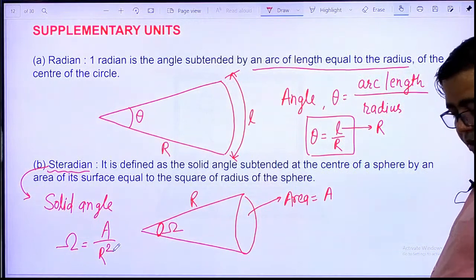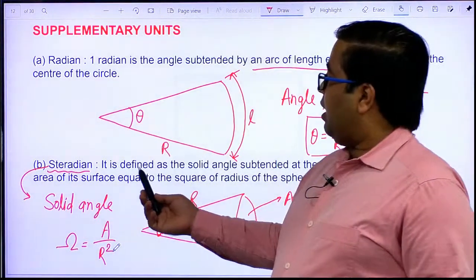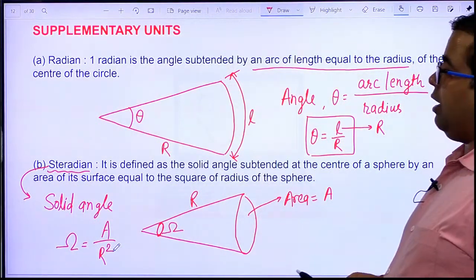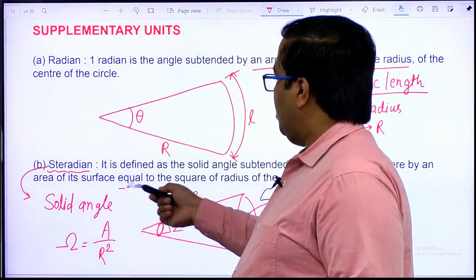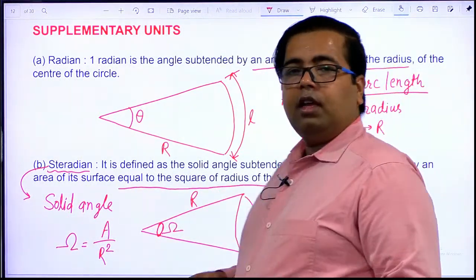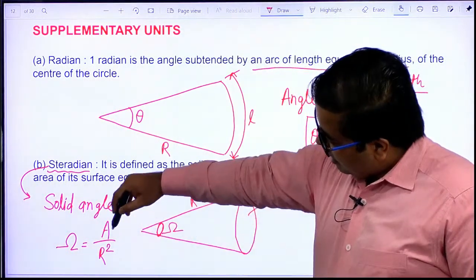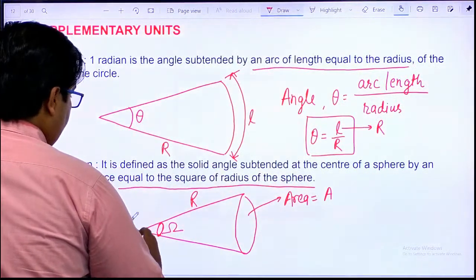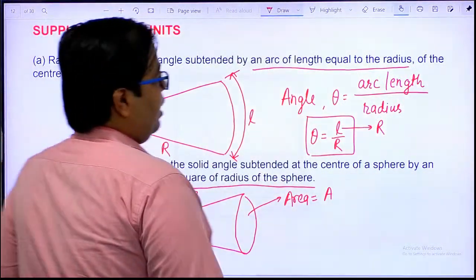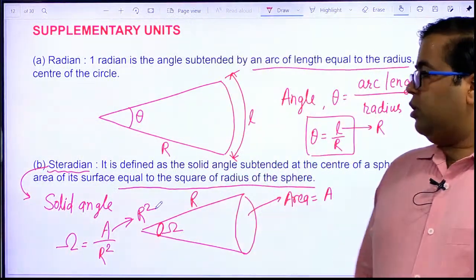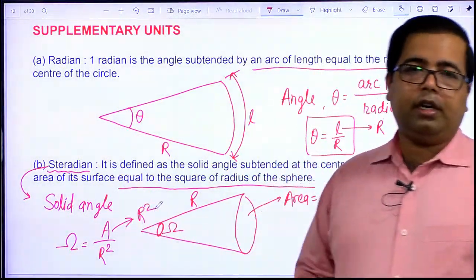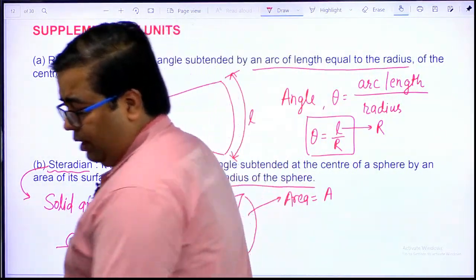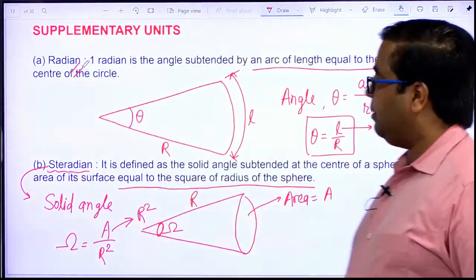Now see the definition we have written here. It is defined as the solid angle subtended at the center of a sphere by an area of its surface equal to the square of the radius of the sphere. When this area becomes r square, we get 1 steradian. It is similar to the radian. So these are two supplementary units.